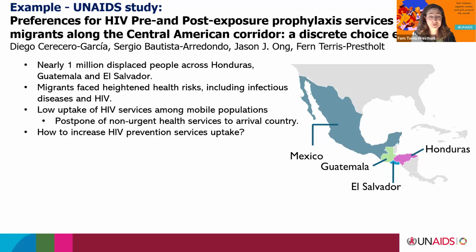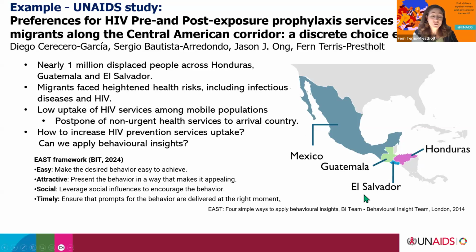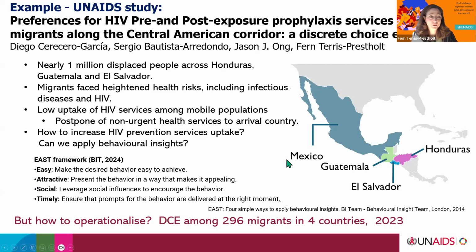But uptake of services along the route is low, in particular around HIV services. Many of the migrants consider that they want to postpone anything that's not absolutely urgent until they get somewhere. So from a UNAIDS perspective and from an infectious disease perspective, how do we support and encourage uptake of HIV prevention in this very vulnerable time? Can we apply behavioral insights? So you're all familiar with the EASE framework probably. So how do we make it easy and attractive? How do we operationalize this?